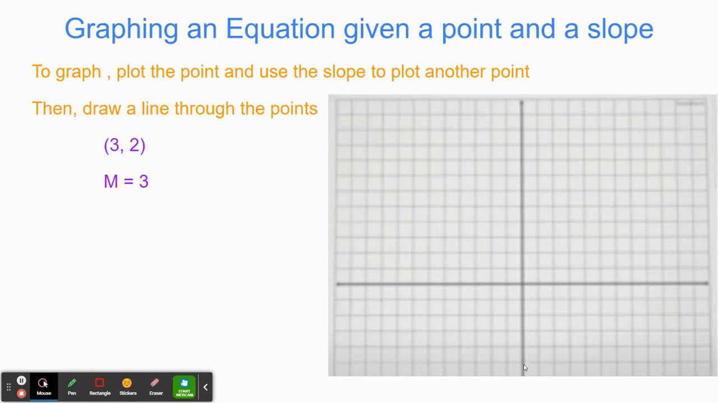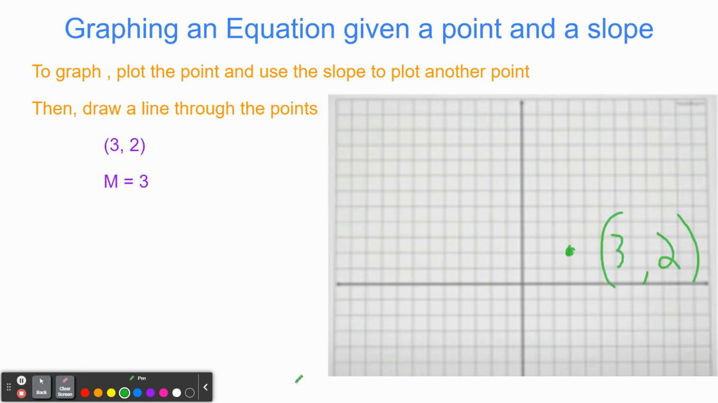A little bit more work to do here, graphing an equation given a point and a slope. To graph, we're going to plot the point and use the slope to plot another point. So we'll eventually get to 2 points. Here we have a given point, (3, 2). We go over 1, 2, 3, up 2, should be right there.